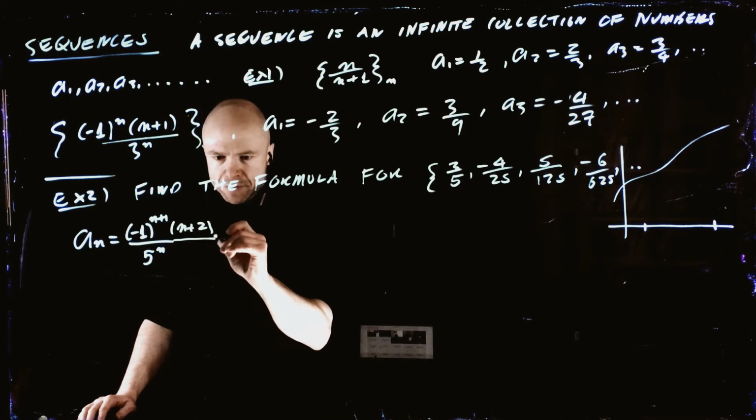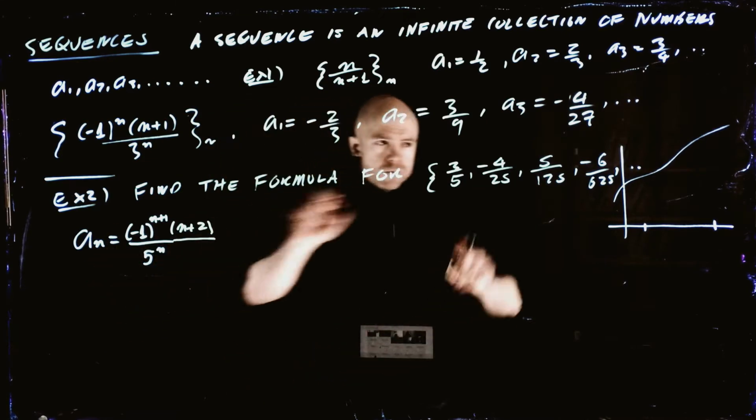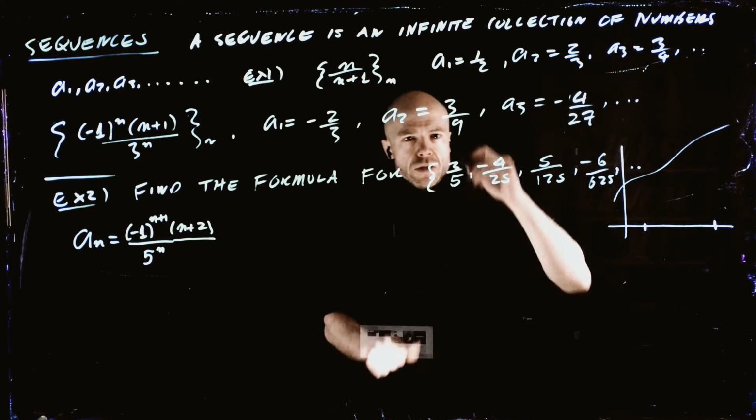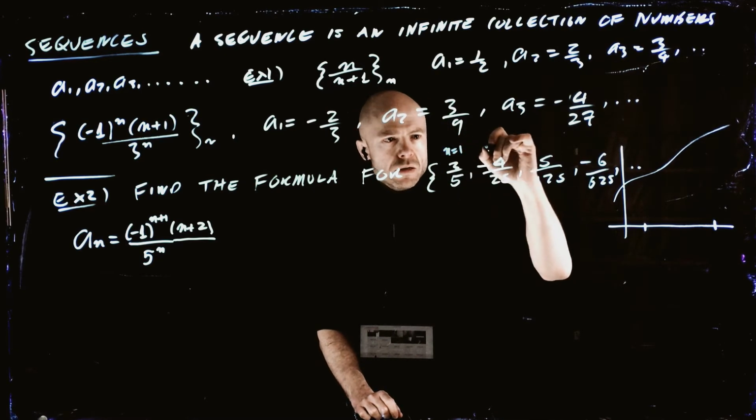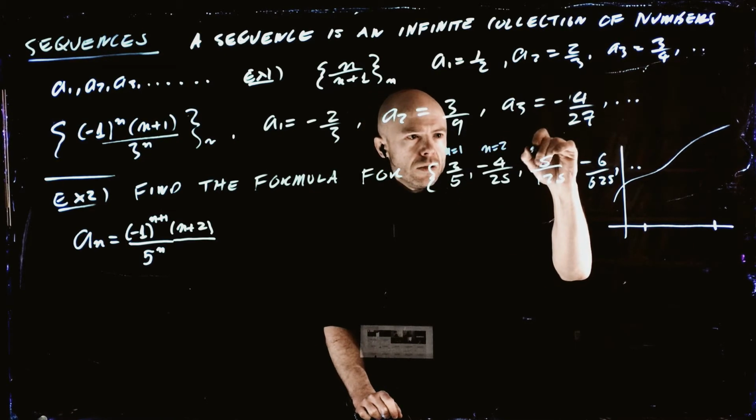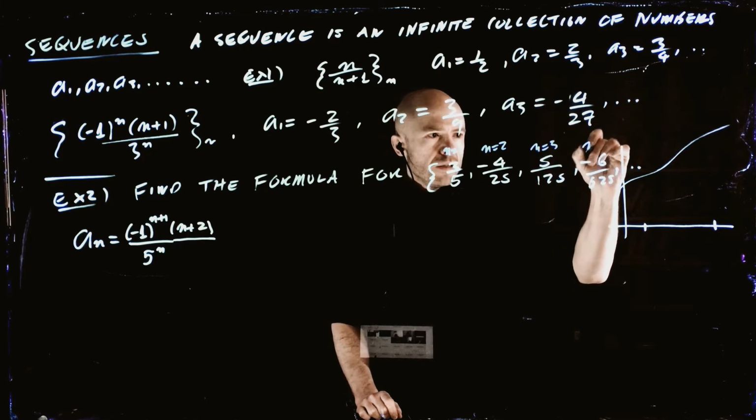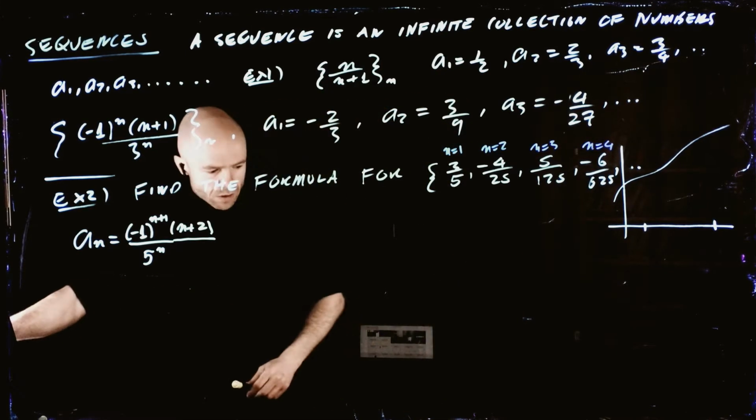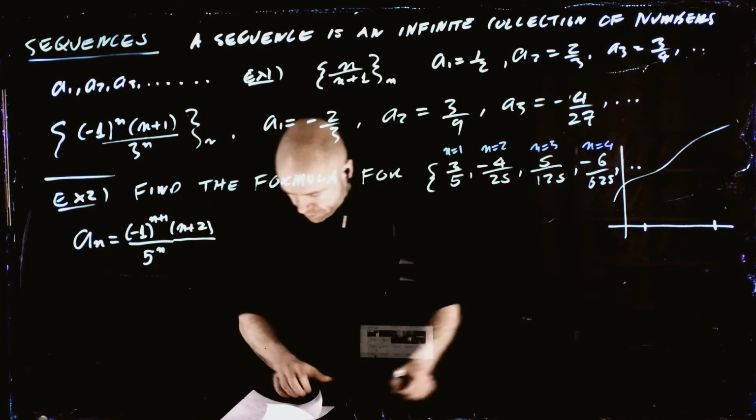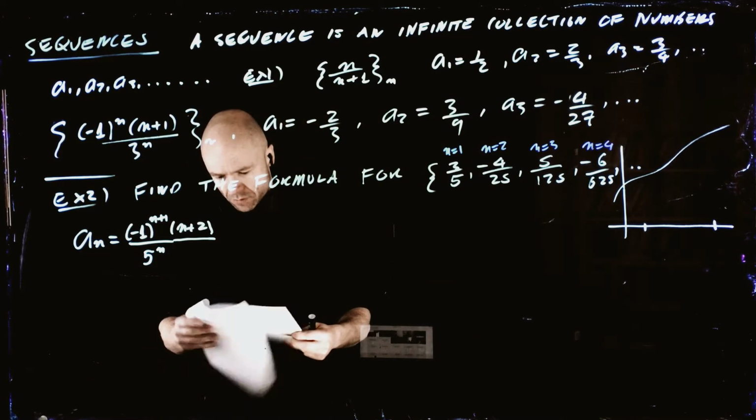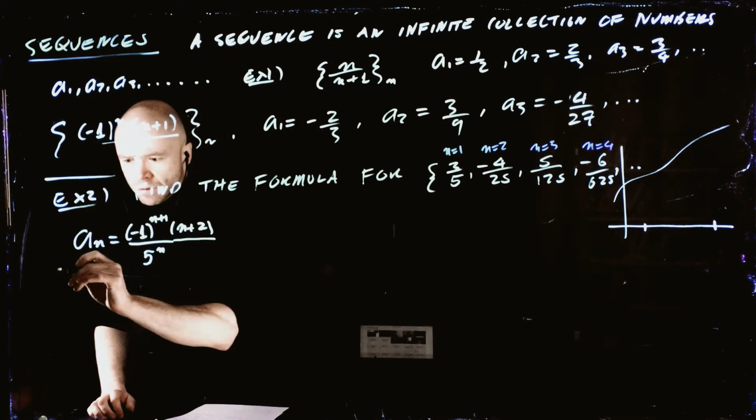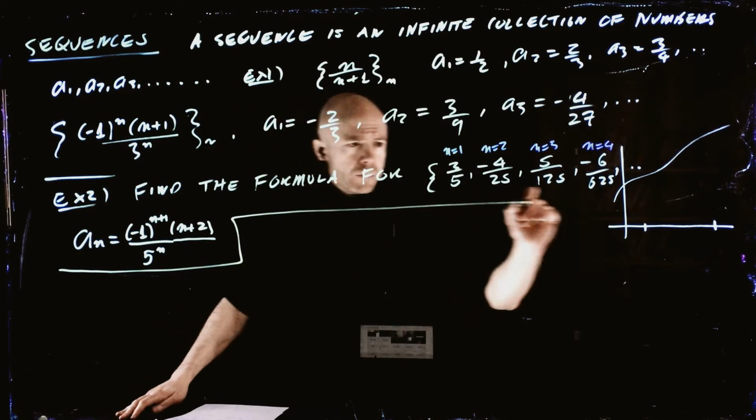Perfect. Yeah? And you see that this formula recreates all these numbers. This is n equals 1, n equals 2, n equals 3, n equals 4, and so on. Good. So, not too bad, not too difficult. But sequences do not have to be defined by a formula, as I just said.